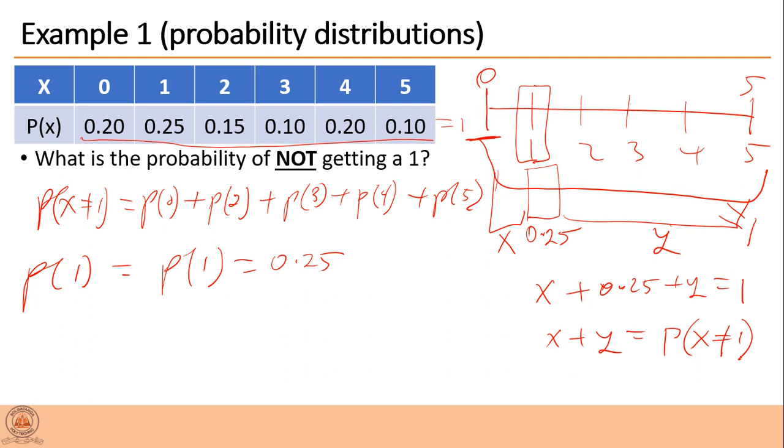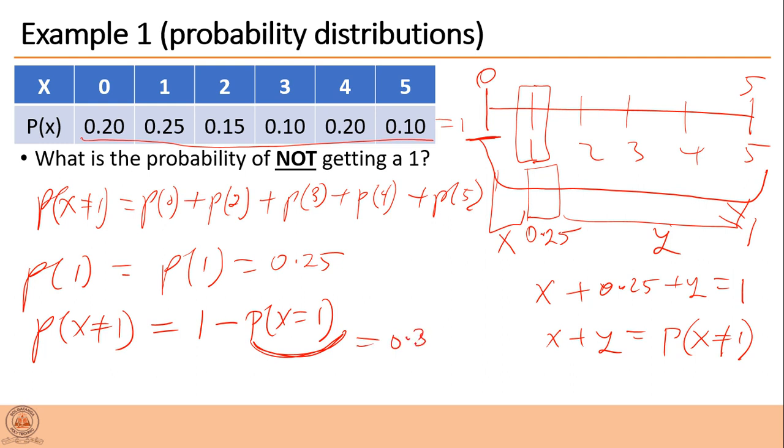So what does that mean? It means that I can actually find the probability by subtracting, given the demonstration in the number line. Once I know the probability of x equals 1 is 0.25, I just subtract, 1 minus 0.25 gives us 0.75. So this is how you can solve this particular question.